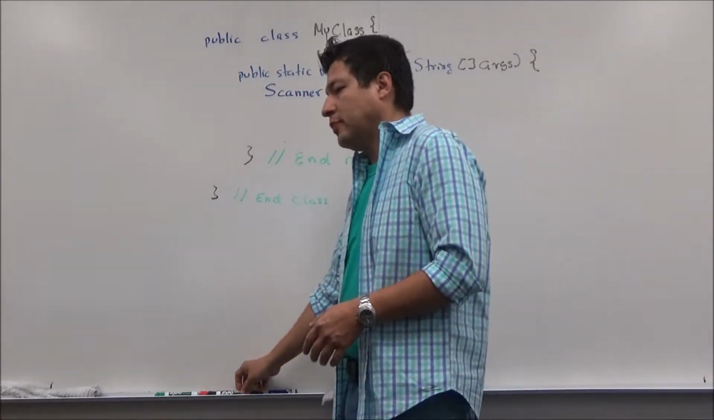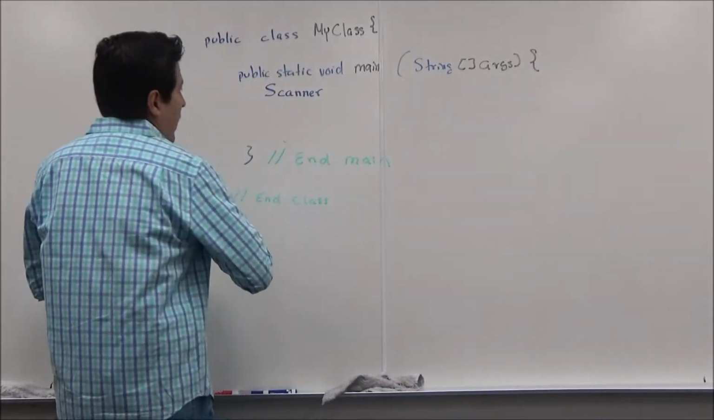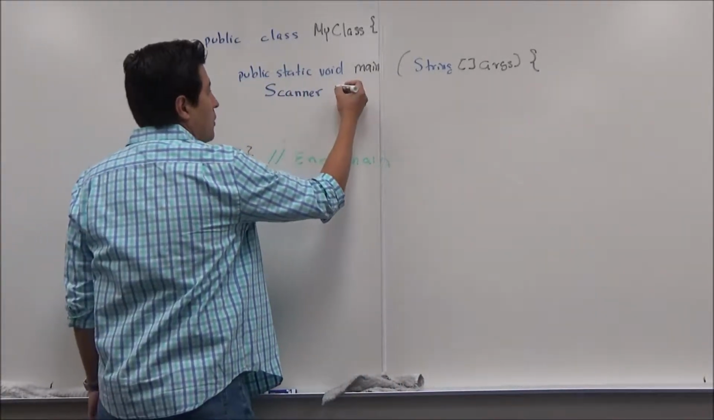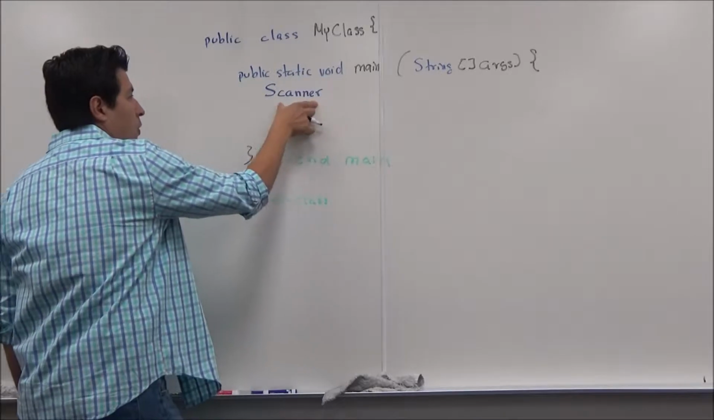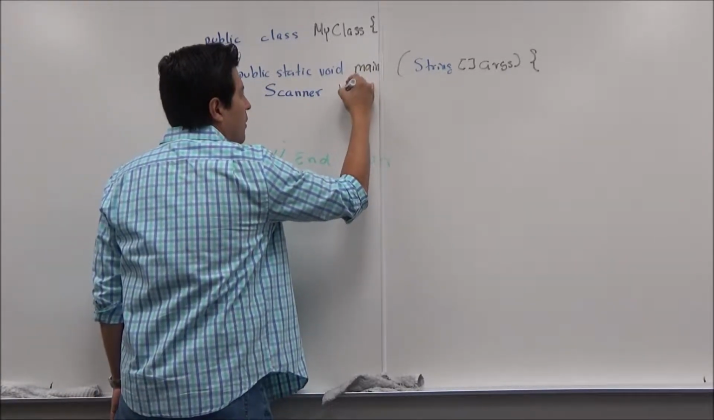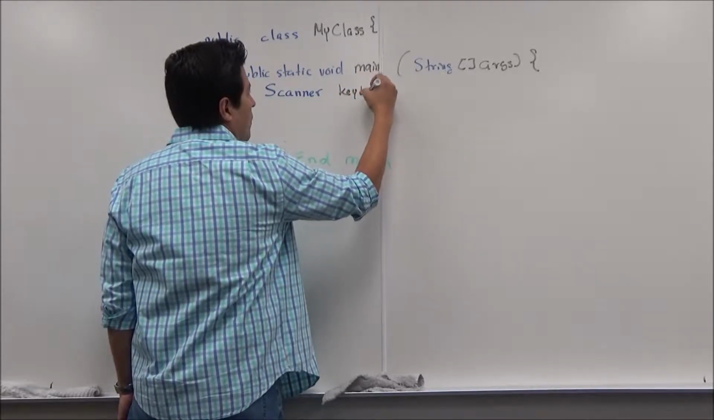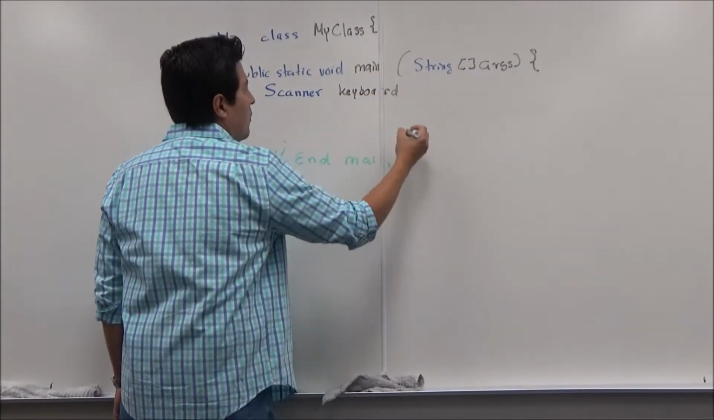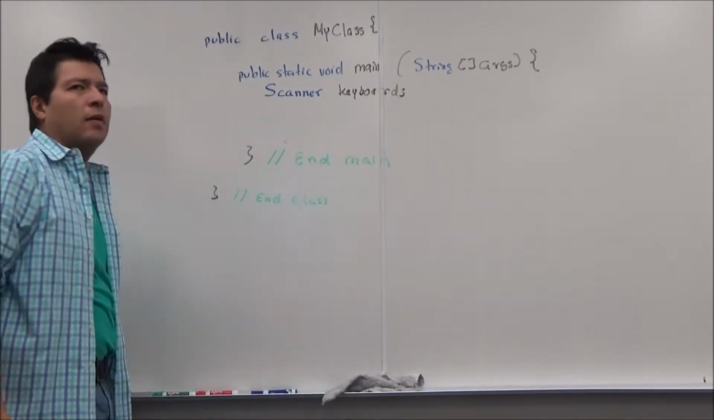Alright, so this scanner class or object, we use first the type and then we give it a name, whatever you want to call it. I'm going to call it keyboard or KB or whatever you want to call it.